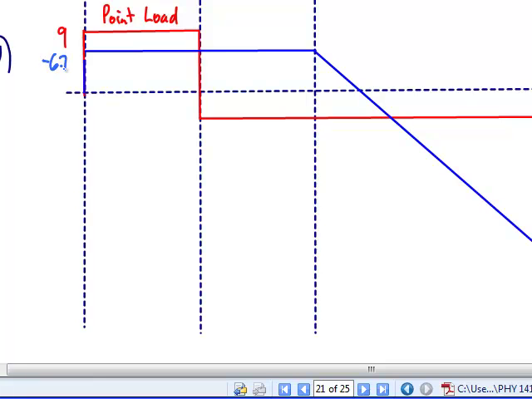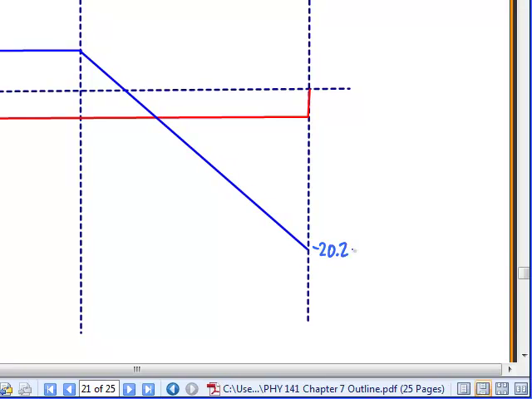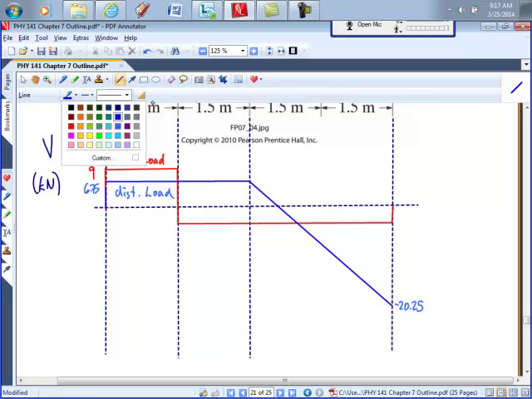Negative 6.75. Sorry, that's positive 6.75. And negative 20.25. So the actual shear diagram for this loading isn't either of these. It's going to be the sum of the two. So if I have the sum of the two, let's pick another color. Let's go with black.